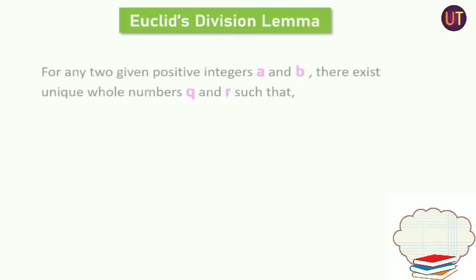Euclid's division lemma. We are puzzled by the name, but it is not as difficult as the name. Once you understand, it will be very easy for you. Let's see what it says. For any two given positive integers a and b, there exist unique whole numbers q and r such that a equals bq plus r, where r is greater than or equal to 0 and less than b.